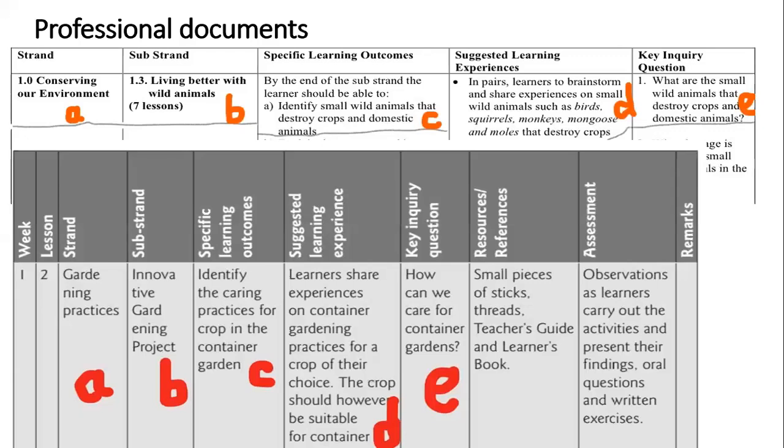Then you have the resources you're going to use, the references which you're going to refer to. You have the assessment column. What are you wanting to see achieved in terms of skills, knowledge, and attitudes as you assess the learners? Then you have the remarks column. So well done. The top document is the big curriculum design. Then you come and break it down into the termly schemes of work.